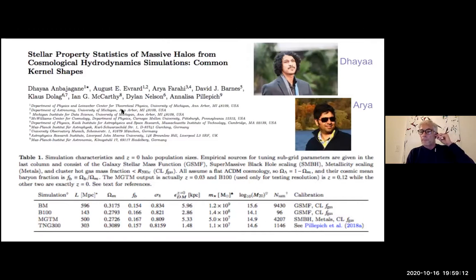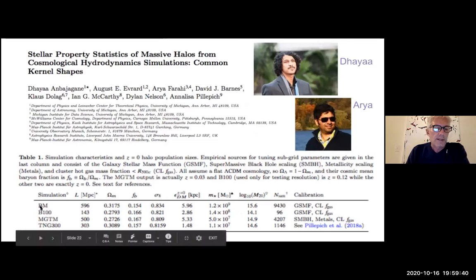So here's what we're doing recently, and here's the undergraduate student who's now at Chicago in grad school, Daya Anbajagani, and here is a former grad student of mine who did a postdoc at Carnegie Mellon before coming back as a Michigan Institute of Data Science postdoc. He's back, Arya Farahi, at Michigan. And we got together with a bunch of people, including our good friend Dylan Nelson, whose movie I just showed you, and some other colleagues, and brought together a set of simulations which are listed down here.